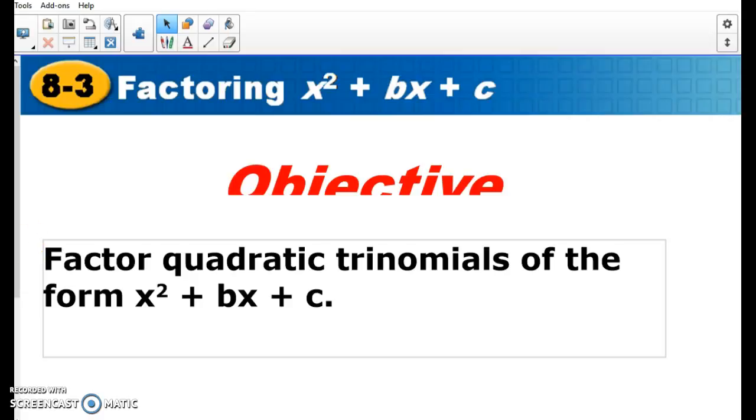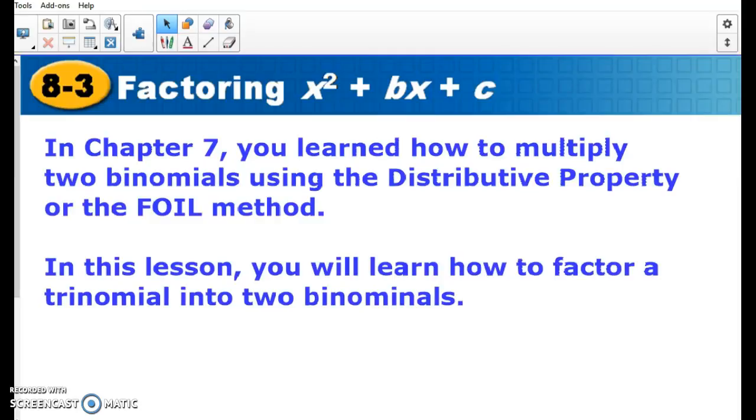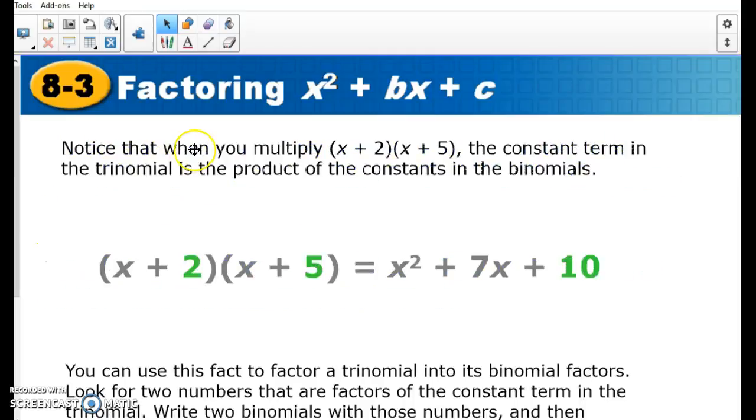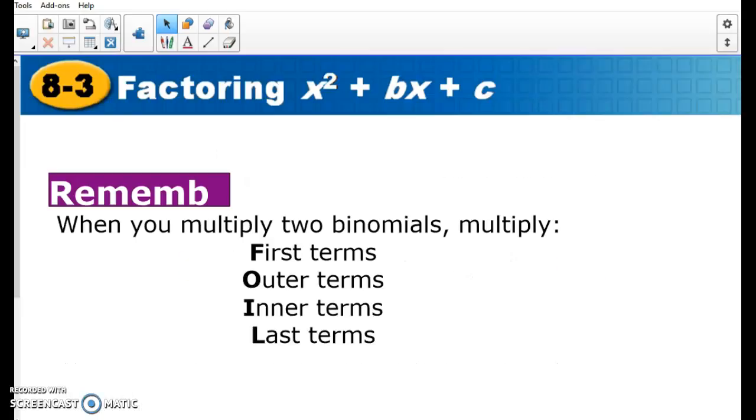Alright, and when you talk to your parents or other teachers about this, they'll probably say, and I'll agree, this is kind of the most fun part of 8th grade math. It's kind of like a puzzle every problem, and it's kind of cool when you can figure out what the puzzle is. Alright, so basically they're going to give you a problem like this, x squared plus 7x plus 10, and you have to make it into that FOIL type of problem. Okay, and there's kind of a thought process to go along with it that I'll explain.